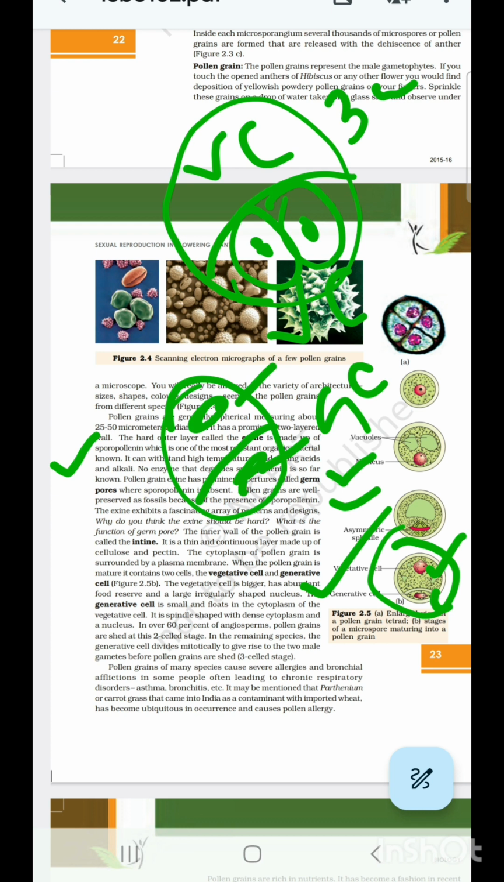Pollen grains of many species cause severe allergy and bronchial afflictions in some people, often leading to chronic respiratory disorders such as asthma, bronchitis, etc. It may be mentioned that Parthenium or carrot grass, which came into India as a contaminant with imported wheat, has become ubiquitous in occurrence and causes pollen allergy. It is a very important point.